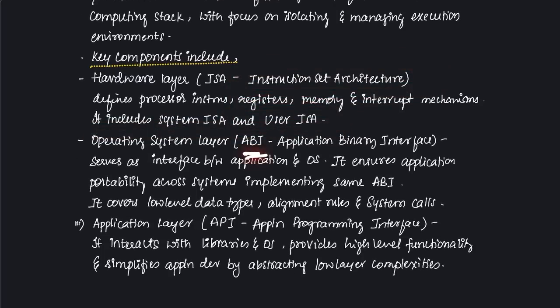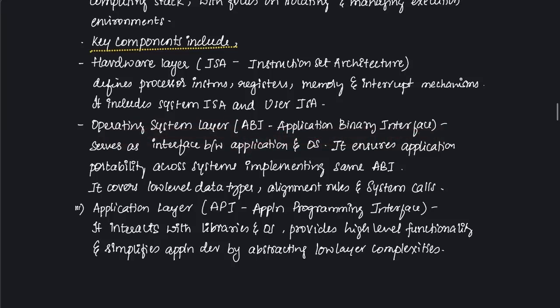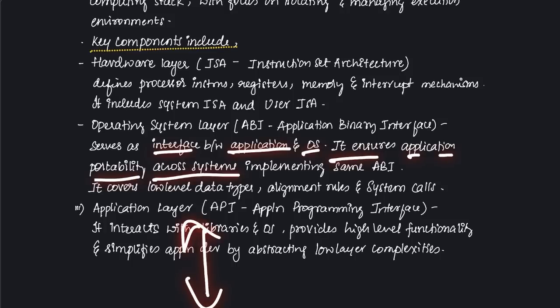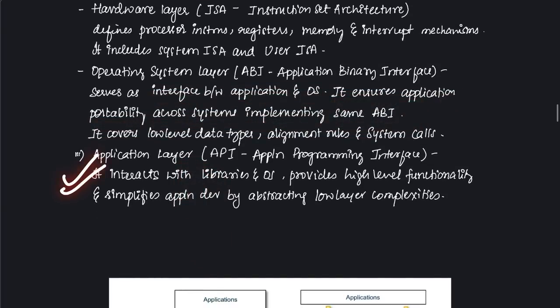Next we have ABI, that is the operating system layer, application binary interface. This will serve as an interface between the application and the operating system. It will ensure that application portability across the systems happens properly through the same ABI. Next we have the application layer. Here we have API, that is application programming interface.